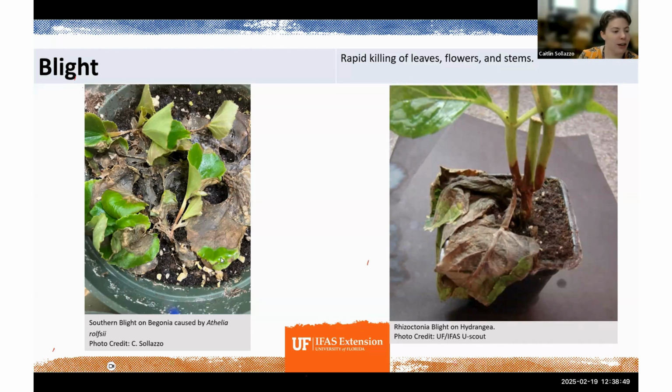Typically above ground. So this is southern blight on begonia. Again, it's like one day it's fine, the next day, boom, it's melted out.